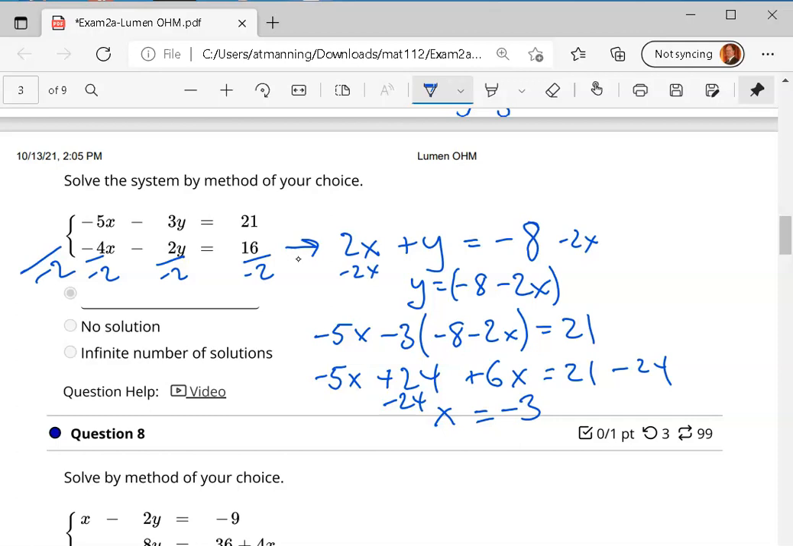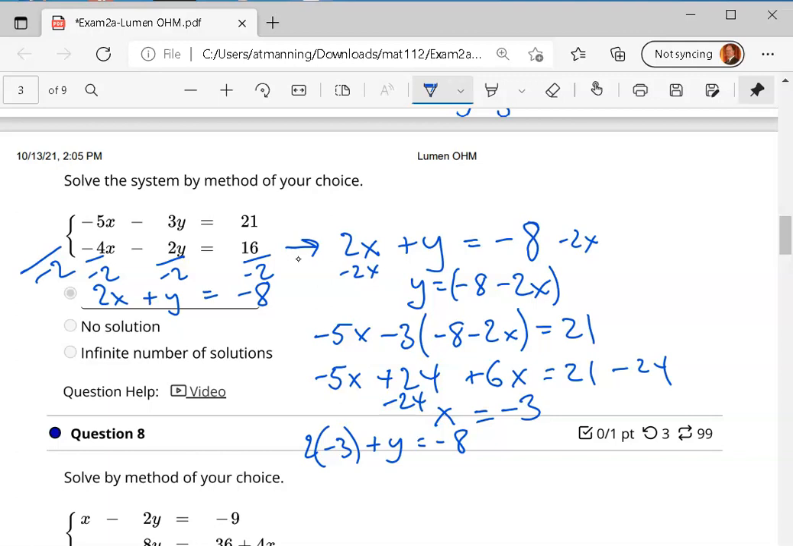Well, if I know x is negative 3, I get 2 times negative 3 plus y equals negative 8. Now that was that original equation that when I simplified became 2x plus y equals negative 8. That's what that became, just factoring out the negative 2. Knowing x is negative 3, what do I get for y?